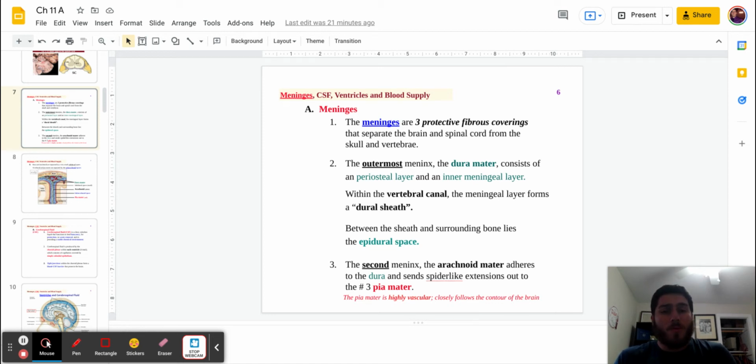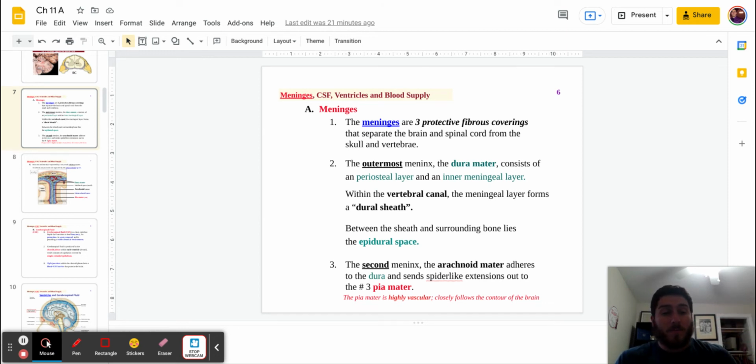But one of the main purposes of the dura mater is to be that connection between the brain and the skull. It's going to adhere directly to the skull. All right, and within the vertebrae, so that way it's connected to the bone. So this is the part that's connected to the bone.